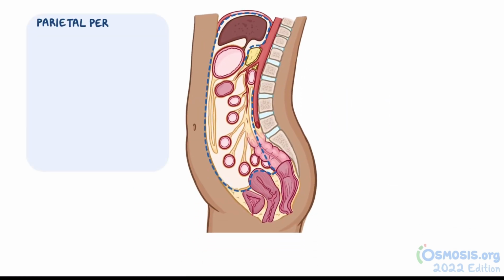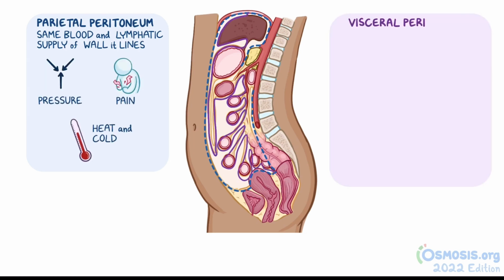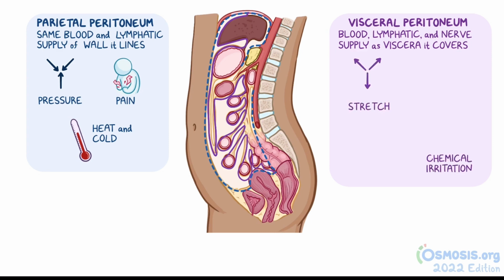The parietal peritoneum has the same blood and lymphatic supply and the same nerve supply as the region of the wall it lines, meaning it is sensitive to pressure, pain, heat, and cold. The visceral peritoneum, on the other hand, has the same blood, lymphatic, and nerve supply as the viscera it covers, meaning it is sensitive to stretch and chemical irritation.